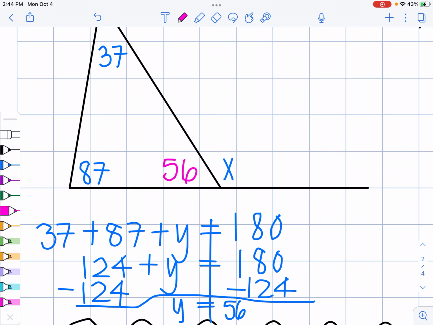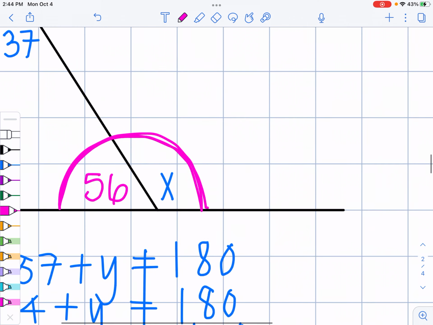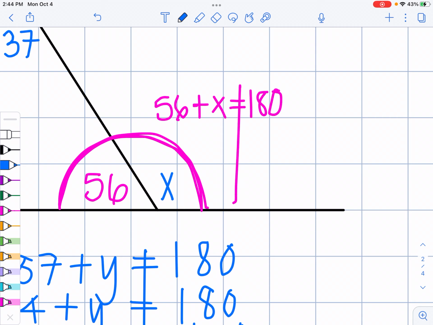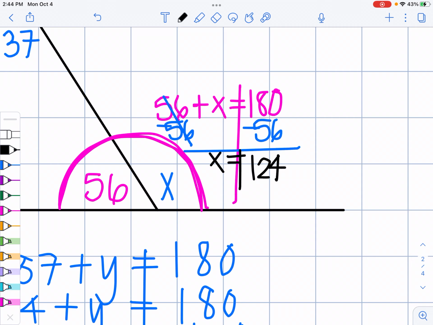Now I know that these two angles make a straight line, so they're going to add up to 180 degrees. So I can say that 56, that's a funny looking 6, plus x is equal to 180, and I'm going to subtract 56 from both sides to get x on a side by itself. And I get x is equal to 180 minus 56, or 124. Okay.